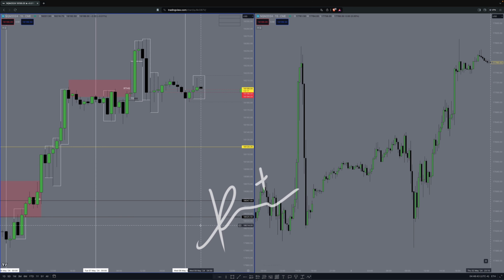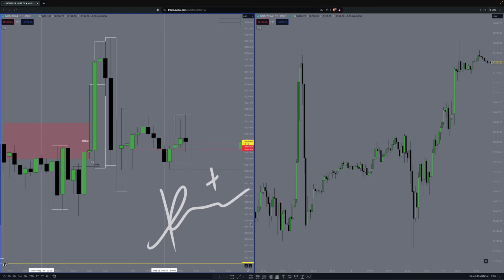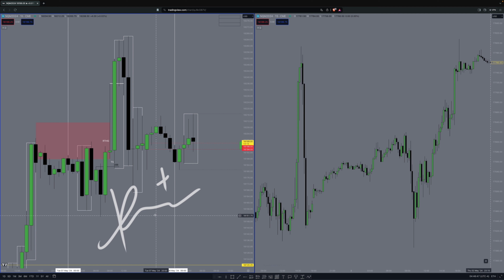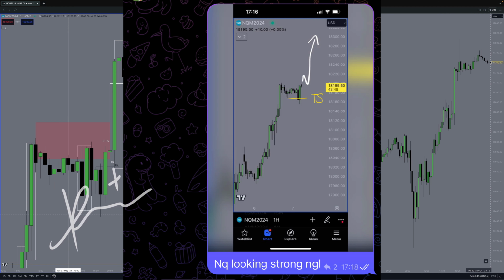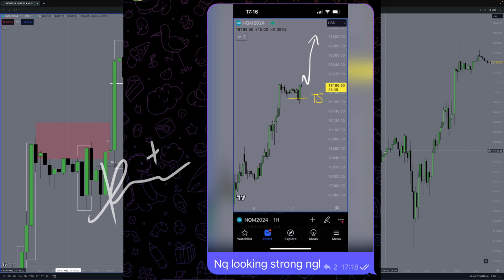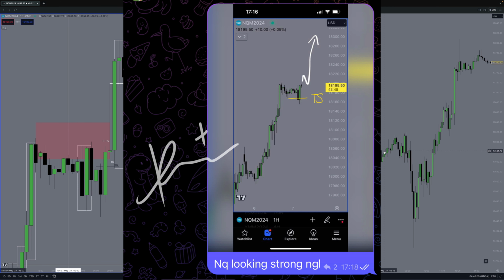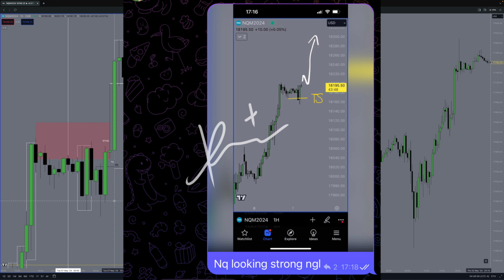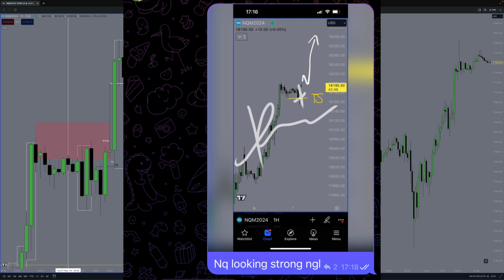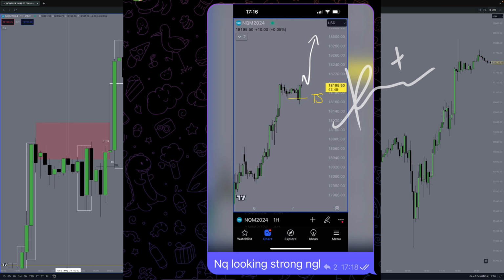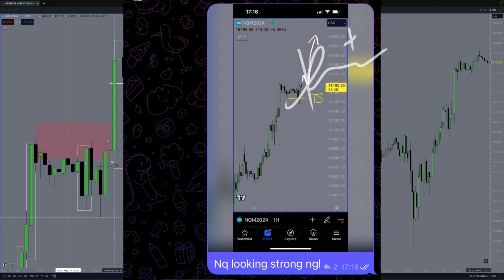So let's go through the trade I had yesterday. You know what? 3, 2, 1, boom. Photoshop picture right there. Screenshot. Boom. So I was at the gym. I pulled out my phone, I saw it, and I posted. I said, "NQ looking strong."